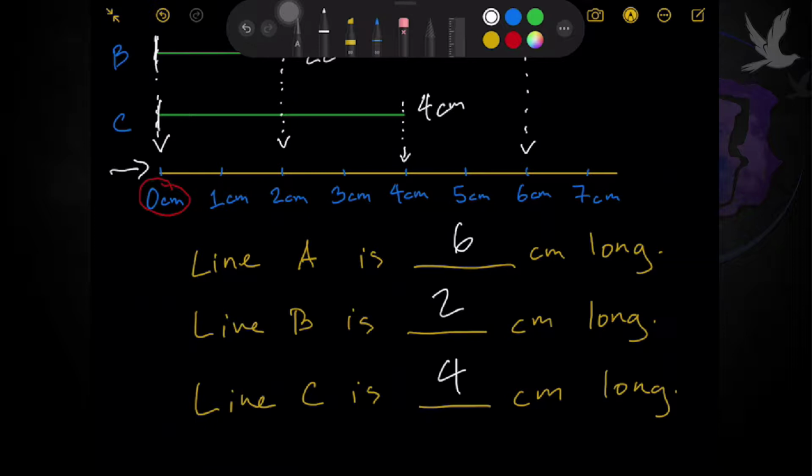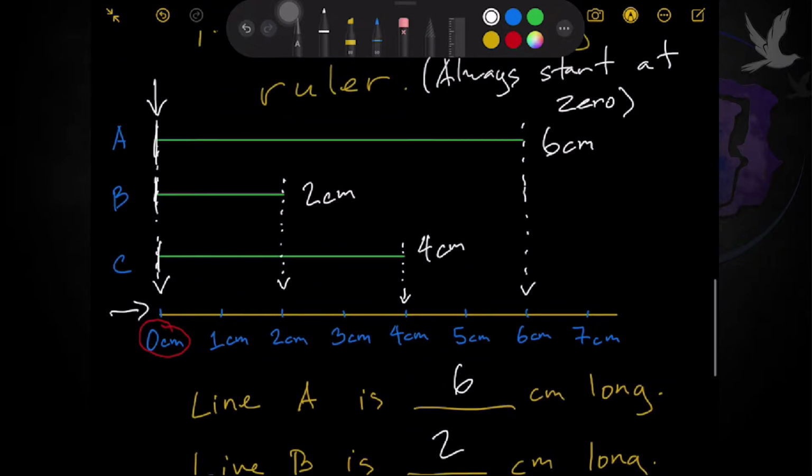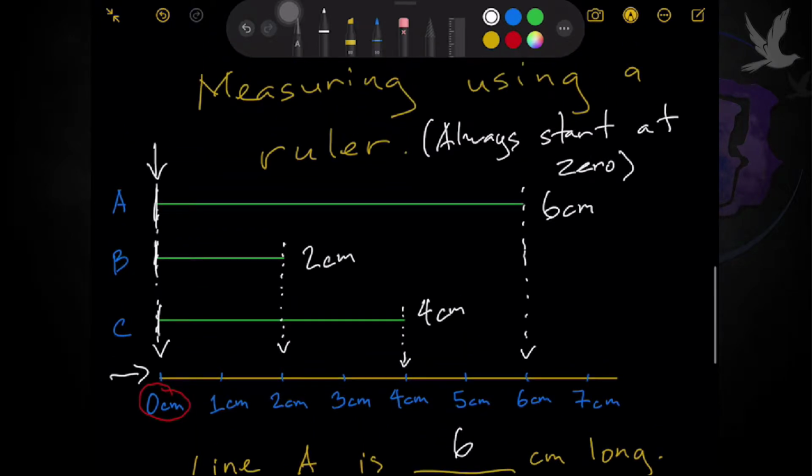Now, there are cases where the lines don't start at 0. How will we do that? I'll just change the lines here. Again, this is how you basically measure. You always start at 0. But what if something or someone gave you an example where the line doesn't start at 0? How do you count it? Okay, I will show you. I'll just change the graph, okay?